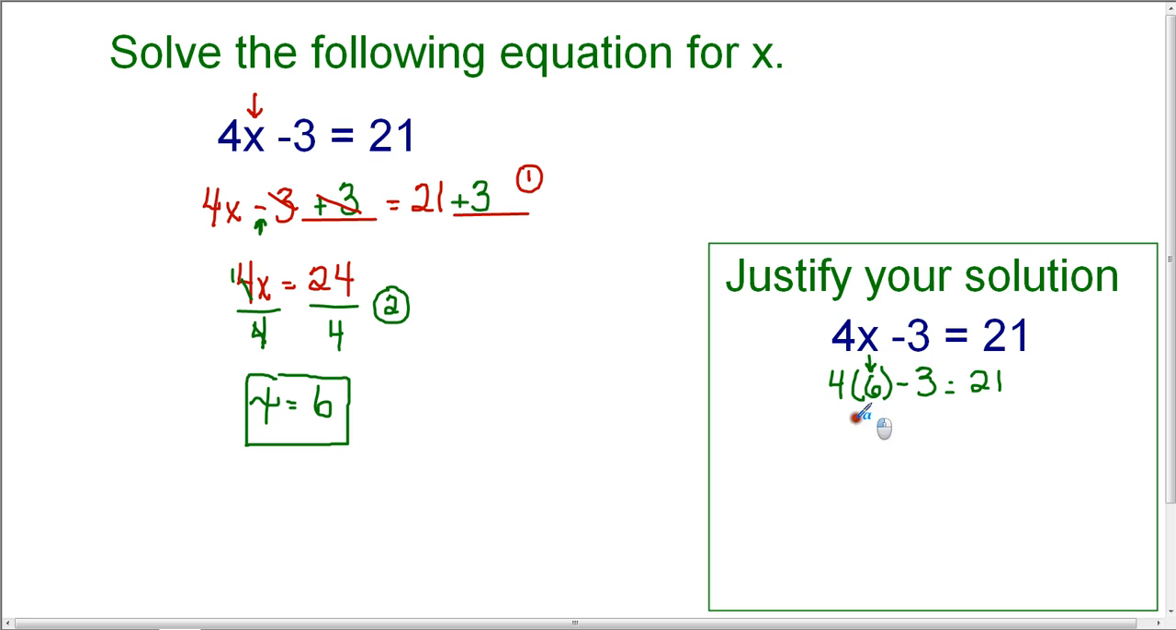I know that 4 times 6 is 24, and if I bring down the rest of the problem, 24 minus 3 is 21. And since 21 is equal to 21, I know that my answer is correct. So I've justified my answer and proven that the two steps did indeed solve this problem.